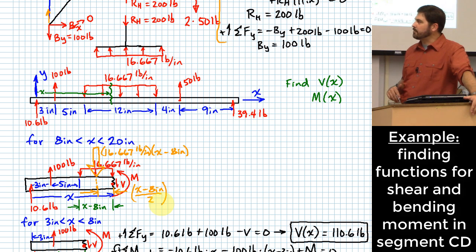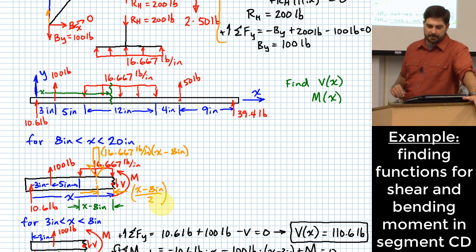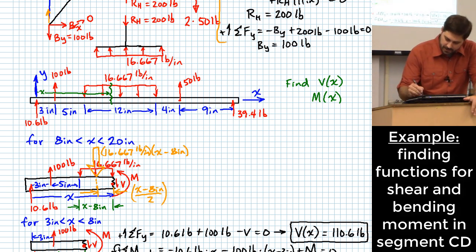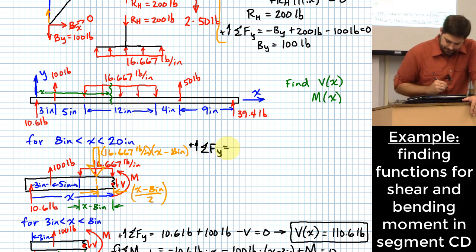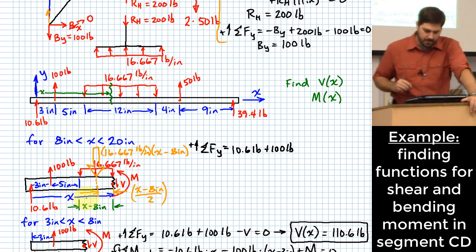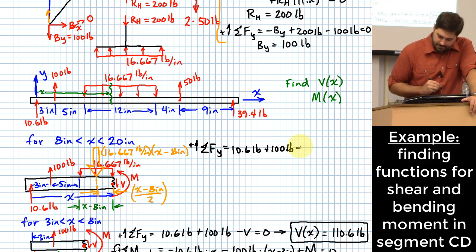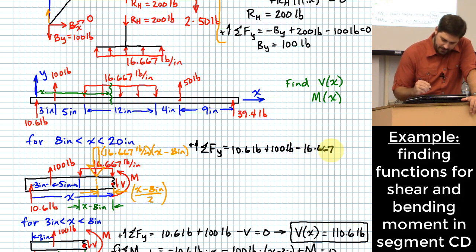Okay, and all that was kind of important for me to work through because it's going to make drawing or writing my equations easier. So let's write these equations. Summing forces in the y direction, I have 10.6 pounds plus 100 pounds, minus what? 16.667 pounds per inch times x minus 8 inches.